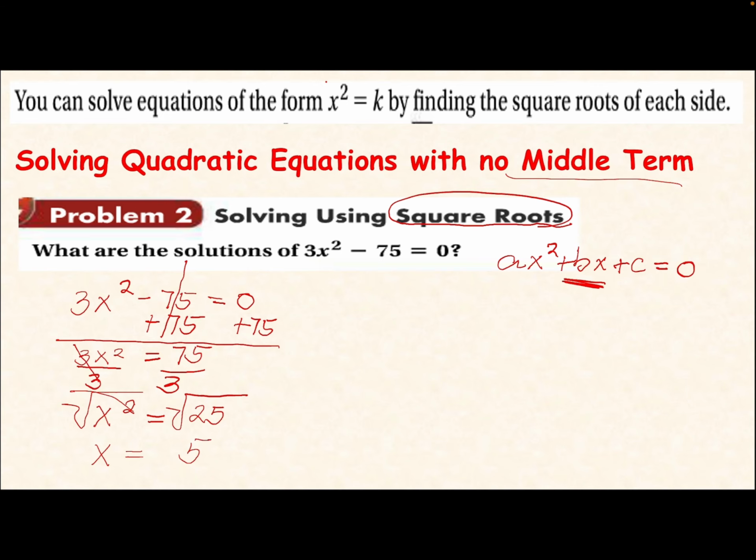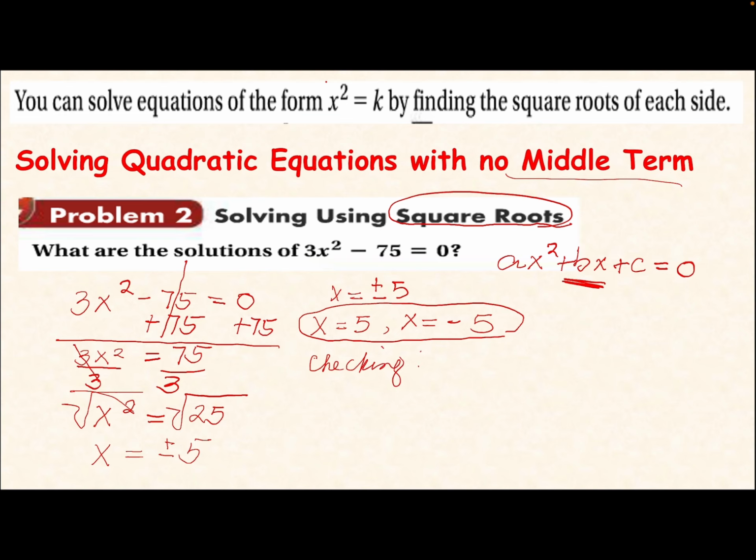The square root of 25 can be positive 5 or negative 5. So the solution of the given quadratic equation is x equals positive negative 5. What does this mean? x is equal to 5 and x is equal to negative 5. Let us check if x equals 5 and x equals negative 5 are the solutions of the given equation.